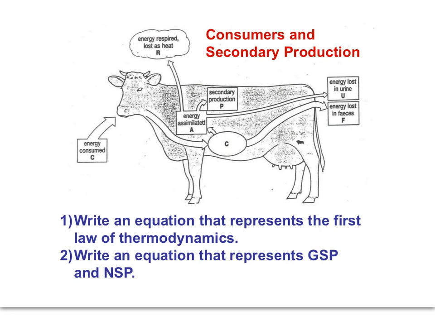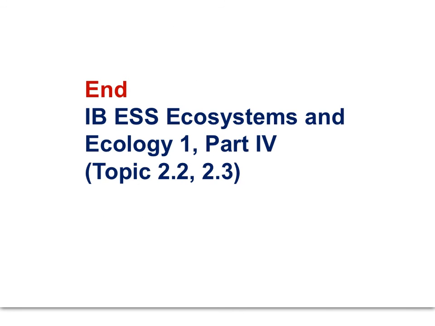GSP is C minus F, or A is GSP. NSP is C minus F minus R, or P is NSP. NSP is also A minus R. For future reference, the energy lost in urine production will be ignored. And that brings an end to IB ESS Ecosystems and Ecology 1, Part 4.